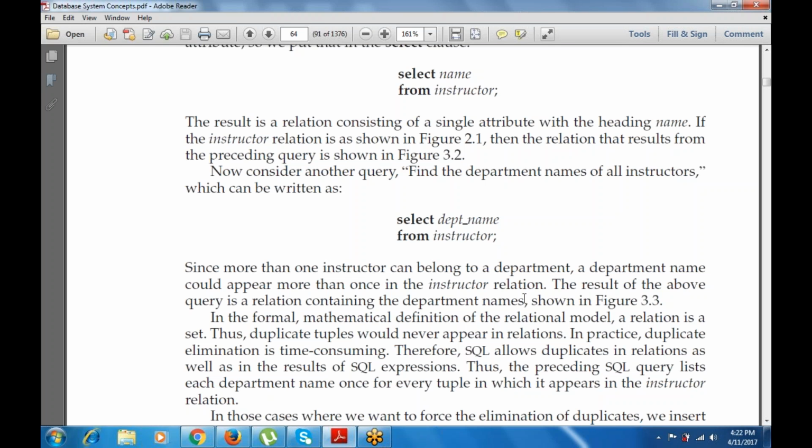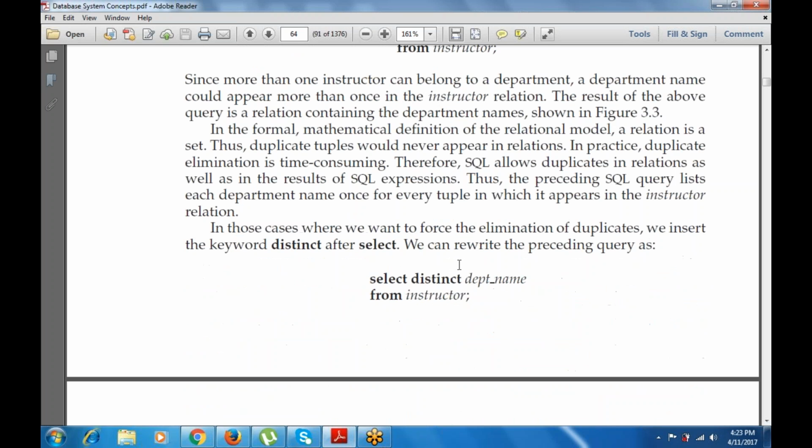In the mathematical definitions of the relational model, duplicate tuples would never appear in a relation. In fact, this duplicate elimination is also very time consuming. Therefore, SQL allows duplicates in the result of an SQL expression. Therefore, the preceding query lists each department name once for each tuple in which it appears in the instructor relation.